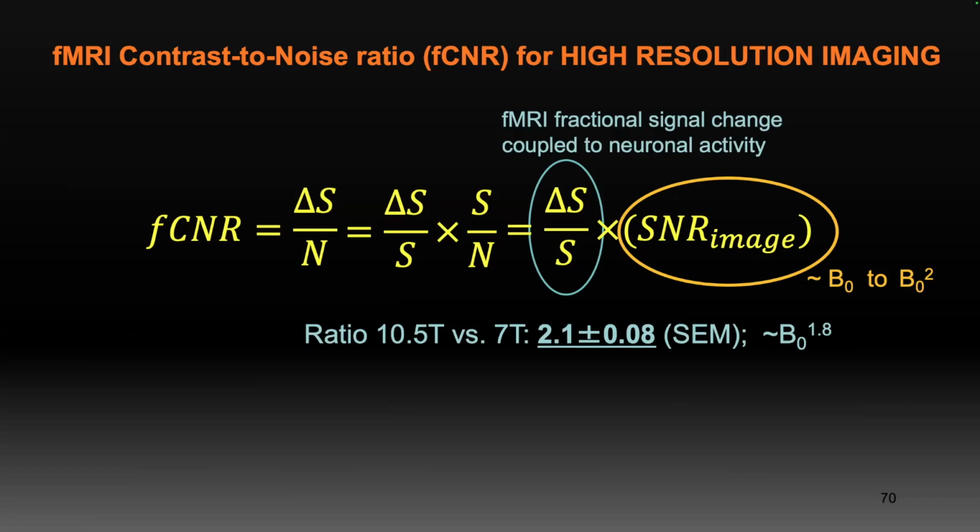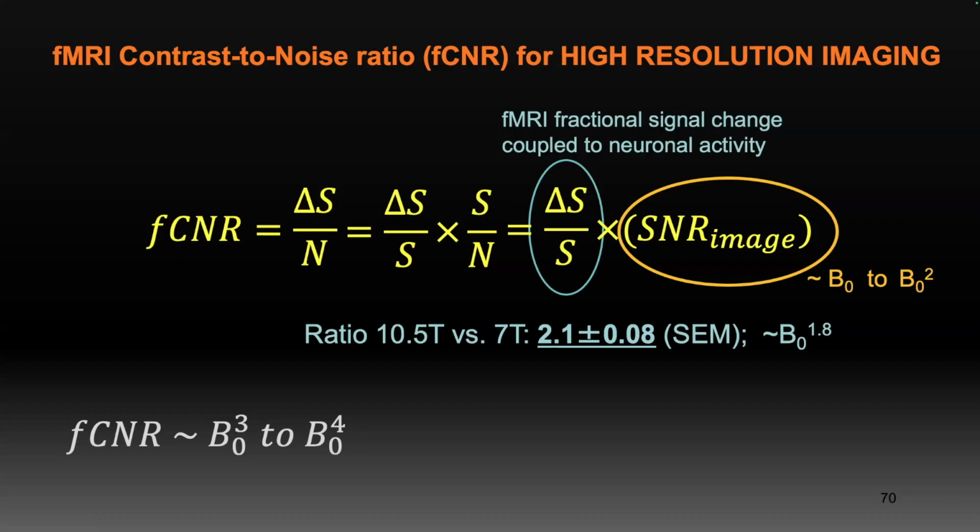We can spend a lot of time. It's published, but we actually can get SNR gains at 10.5 Tesla that match theory. From 3 Tesla all the way up to 10.5 Tesla, the SNR goes roughly B0 to the B0 squared. At the edges, B0; centrally more like B0 squared. So that means that the functional contrast ratio for BOLD fMRI increases to approximately the cube or the fourth power of the magnetic field.